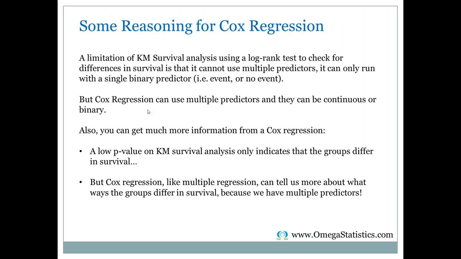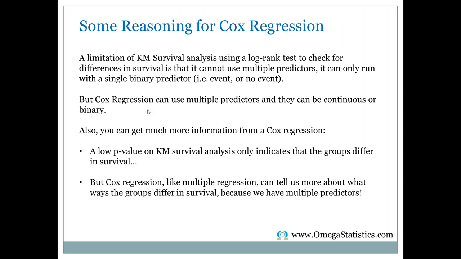Well, Cox regression can use multiple predictors. We call them covariates in the context of Cox regression. But they can be continuous, they can be binary, they can be categorical, and you can dummy code them. I do have a dummy coding webinar. You can go on my website and find it and look at it. It shows you how to do some coding for regressions.